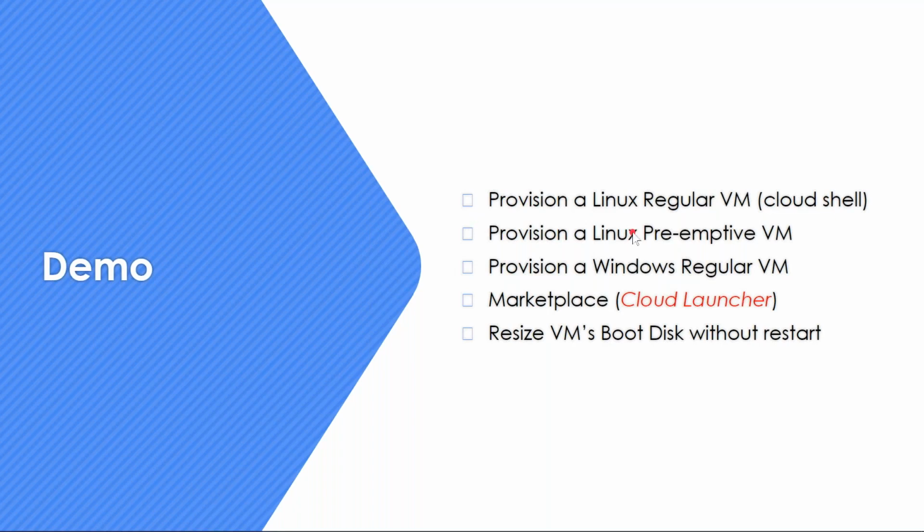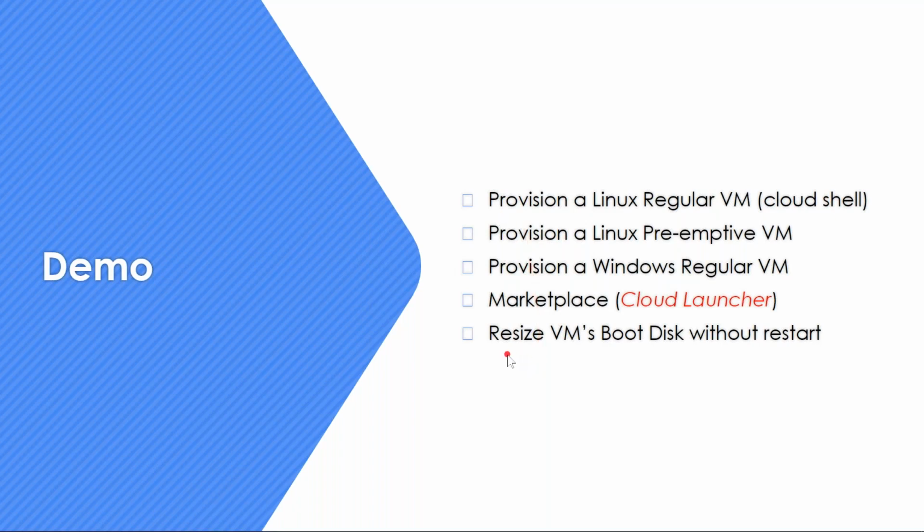Then we'll provision a preemptible virtual machine, a Windows virtual machine, and this is the only time we are going to provision a Windows virtual machine. We'll never use a Windows virtual machine in the rest of our class. You will see the reason why at a later point of time. And we will use an option called Marketplace, more like our Play Store or App Store kind of stuff, where you will get some pre-cooked images which you can easily use.